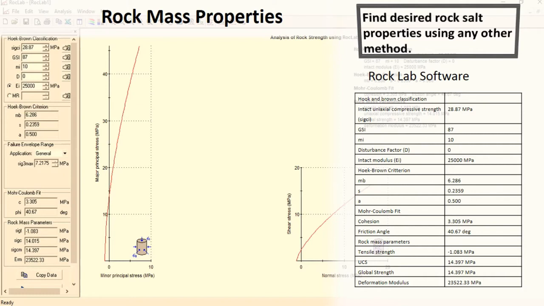RocLab software is used in this project. As you can see in the table, the Hoek-Brown classification values are given, along with the Hoek-Brown criterion, Mohr-Coulomb fit, and rock mass parameters.